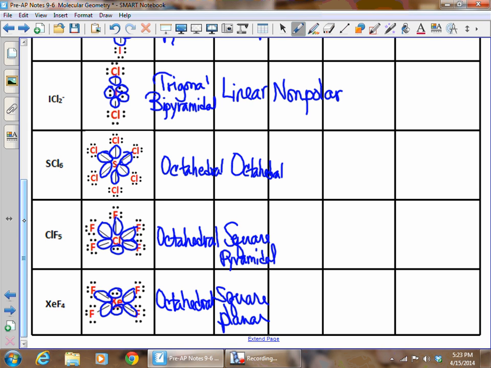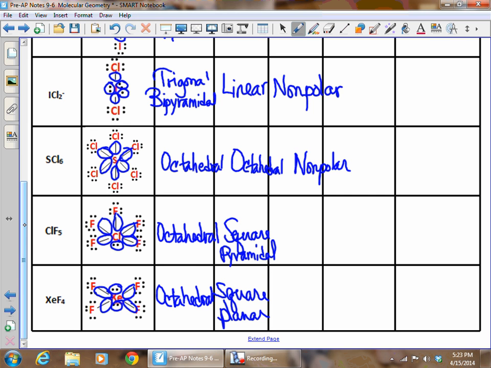SCl6 is pure octahedral. It's going to be non-polar automatically. ClF5, non-symmetrical. It's going to be polar. And finally, the last structure. The last structure does have lone pairs of electrons around it, but once again, it's very symmetrical in nature. You can draw lines of symmetry through it. It is a non-polar structure, our final exception to the rule.